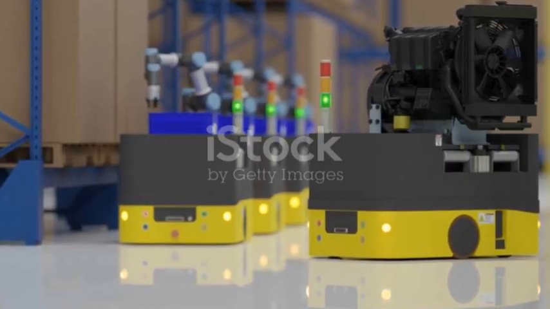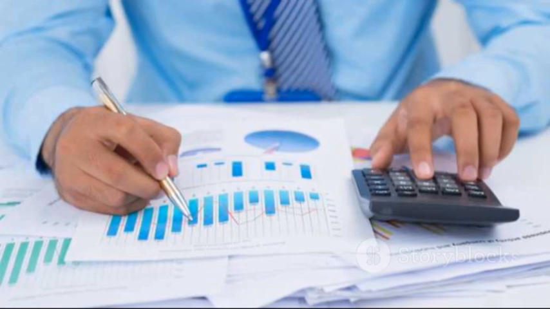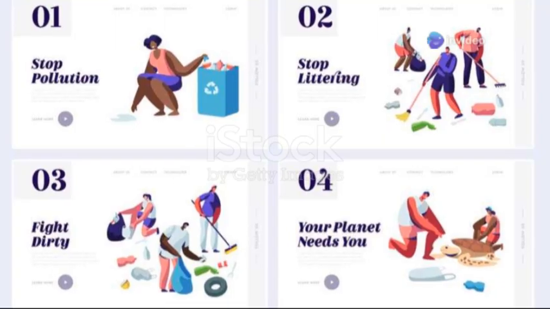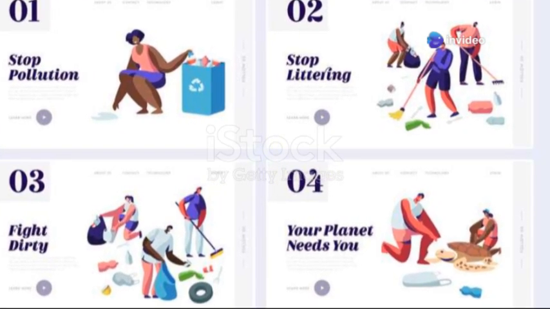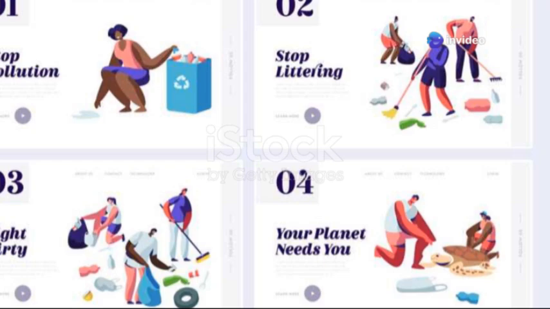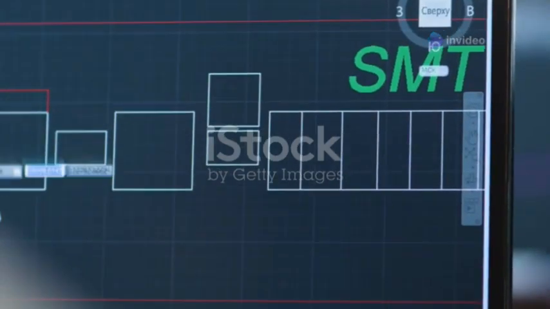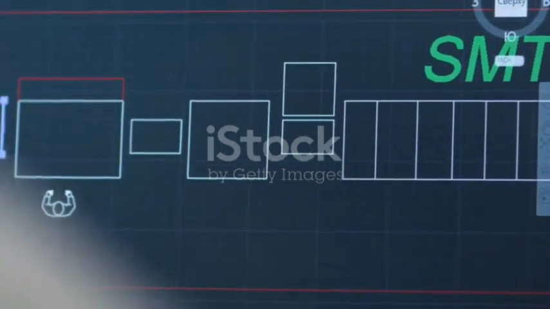Now let's talk about costs. Cost is the monetary value of inputs used in production. There are two primary types of cost. Social cost, the cost of production to society. Private cost, the cost incurred by the producer.